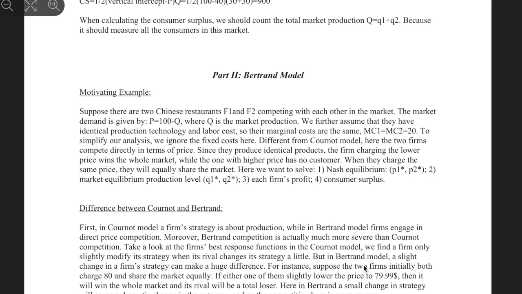Different from the Cournot model, here the two firms compete directly in terms of prices. Before, we were fighting for quantity, right? And now we're fighting for price. That's the difference, and they produce identical products. The firm charging the lower price wins the whole market, right? So it's an all-or-nothing market.